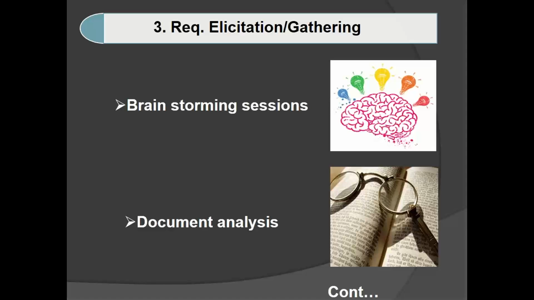So here we have nearly 10 requirement gathering techniques. What are those? The first one is brainstorming, second is document analysis, third is prototyping, fourth is reverse engineering, fifth is focus groups, sixth is observations, seventh is workshops, eighth is interviews, ninth is surveys, and 10th is JAD sessions. So these are the 10 different requirement gathering techniques.